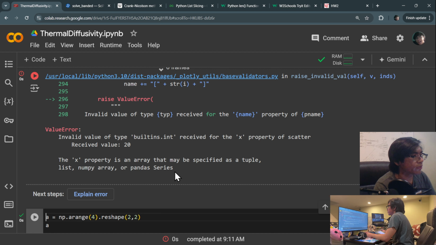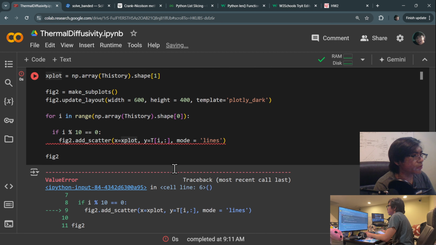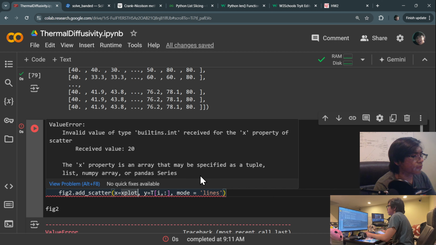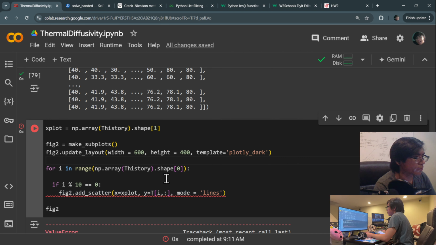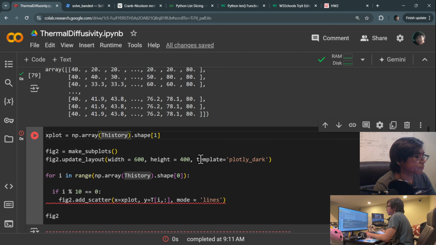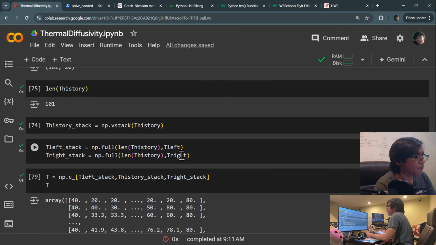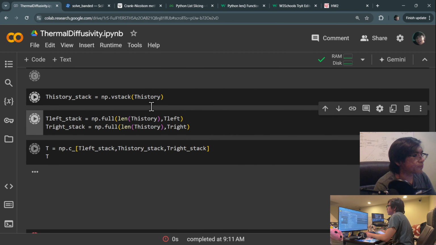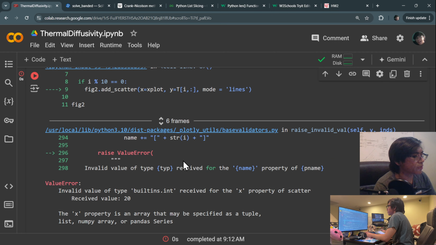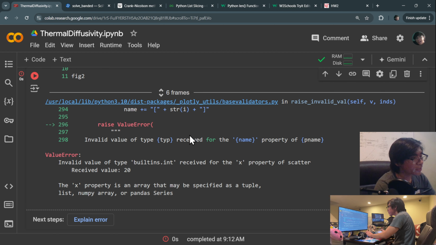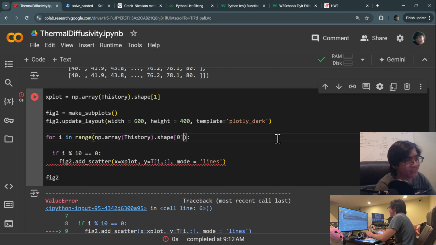Receive value. Interesting. Oh, wait, hold on. Why is this wrong? Do I have to call everything again, maybe? No, it still yells at me. 20 is wrong, supposedly. Okay, I'll go through my code and fix this.